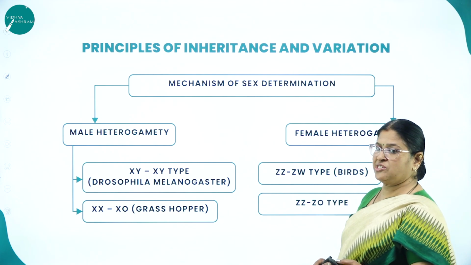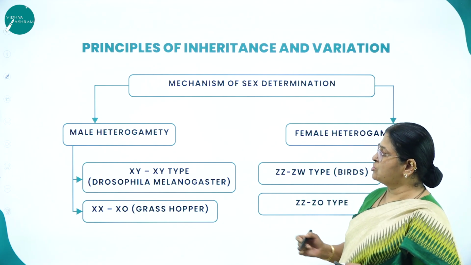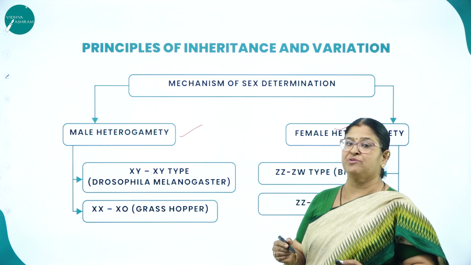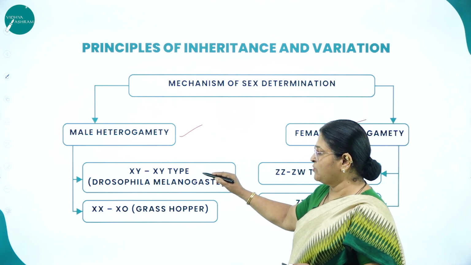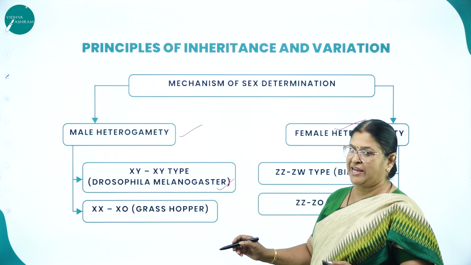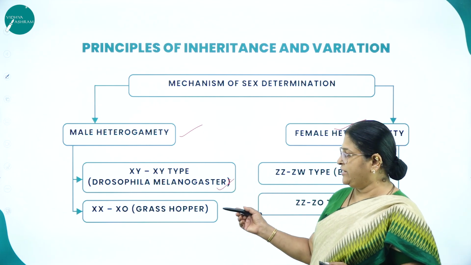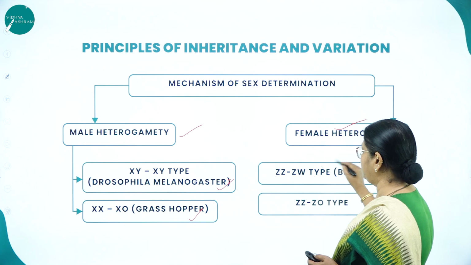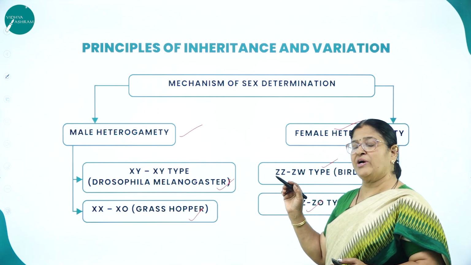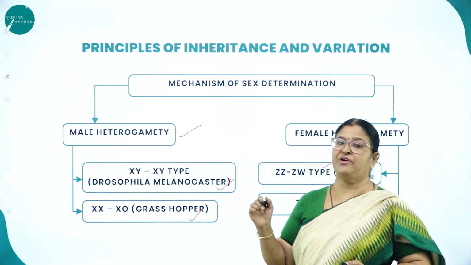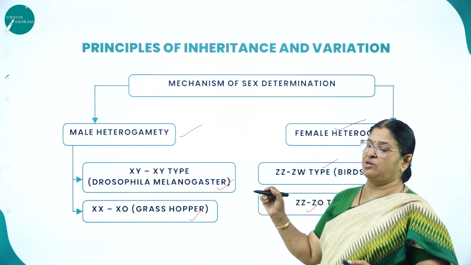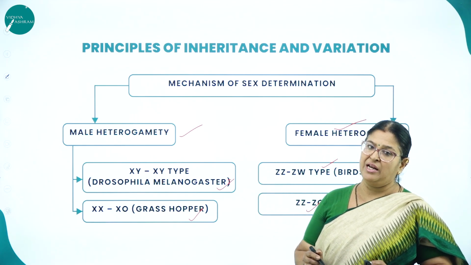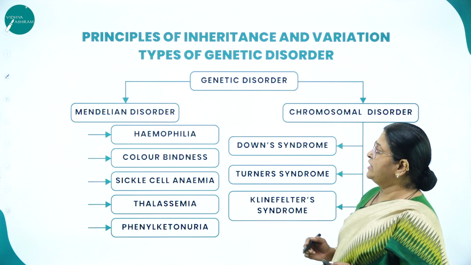Then the mechanism of sex determination can be studied in two ways. One is called male heterogamety and the other is called female heterogamety. The examples we are going to study in male heterogamety: XX-XY type, taking the example of Drosophila melanogaster, which is called the Cinderella of genetics. Then XX-XO in grasshopper. Female heterogamety: ZZ-ZW type, ZZ-ZO type. This is very important from examination point of view. Definitely one question will appear regarding this concept, that is mechanism of sex determination, either from male heterogamety or female heterogamety.